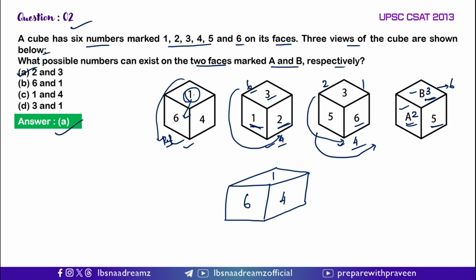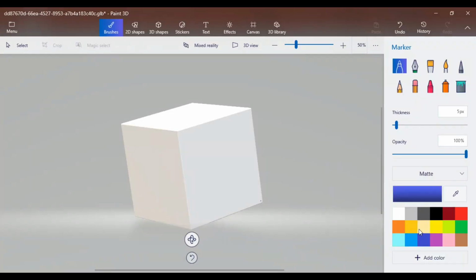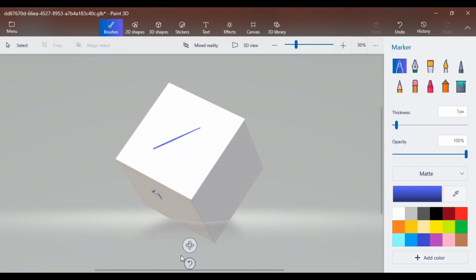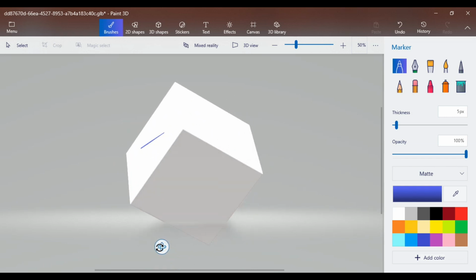We will see this question in our illustration in Paint 3D. We have 6, 1 and 4. In the second image, 1 has come here.